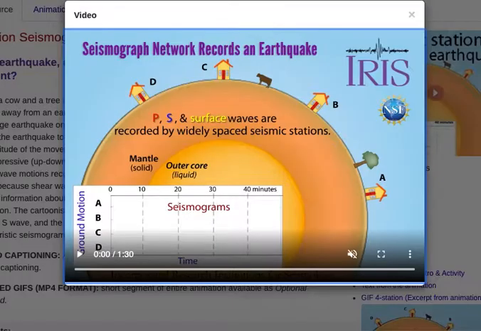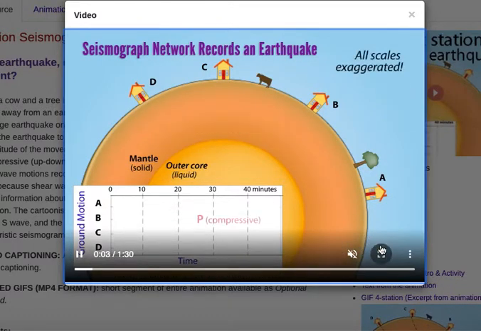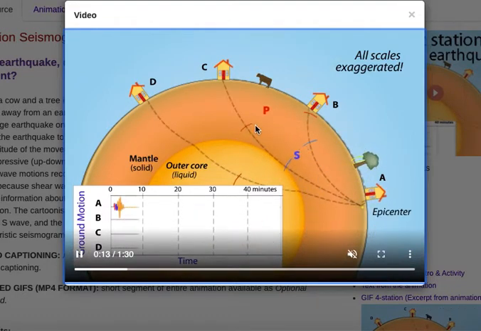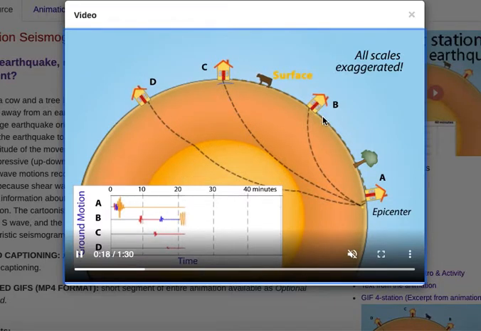But I have a cool animation here from IRIS, and they're really good at making little earth science animations. So in this one, I want to show you that they have an earthquake, and they have the P waves in red, the S waves in blue, and surface waves in yellow. And as they release it, you can see the P waves finally hitting, the S waves hitting later, and these surface waves traveling along the surface, right?